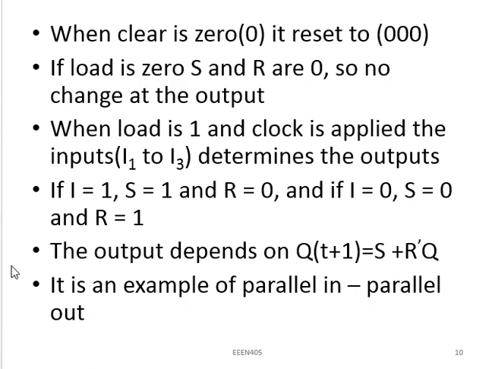So in that case, whenever my load is equal to 1 and my I's have some particular values, the output should depend on the outcome of this next state equation. And this is a typical example of a parallel in, parallel out register.